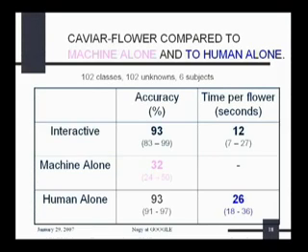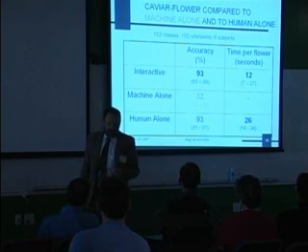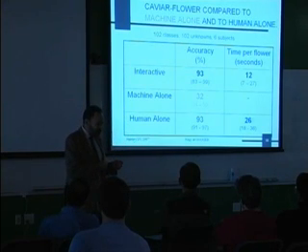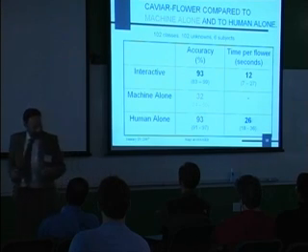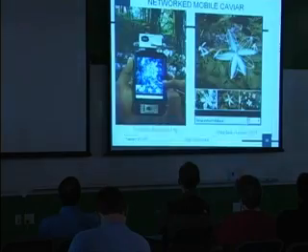On the other hand, it's much faster than the human alone. A human could, of course, look through the flowers and classify it, but there are 106 classes. So it's much faster than human alone and much more accurate than machine alone. You could argue that we ought to have a better classifier. If we have a better classifier, the margin of the interactive classifier will be even greater because you don't have to interact very often. So, use the best classifier you can have, of course.